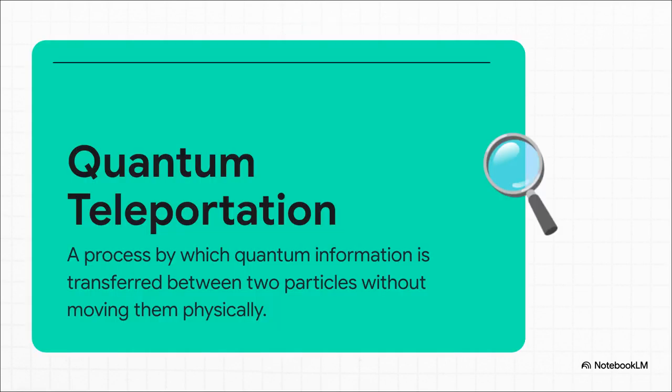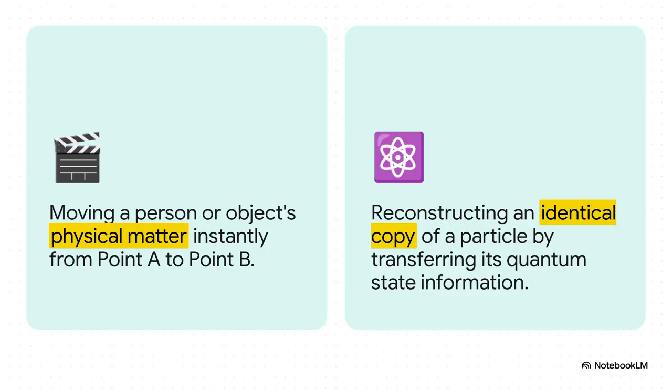Okay, so the key thing to get here is that we are not, I repeat, not, beaming matter across space. Quantum teleportation is all about scanning the exact, unique quantum state of a particle, all of its information, and then sending that information over to another particle somewhere else. You're basically reconstructing a perfect copy. And get this, the original particle is destroyed in the process, but an absolutely identical version just pops into existence at the destination.